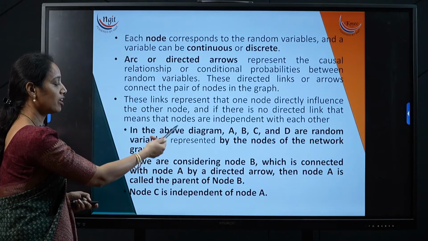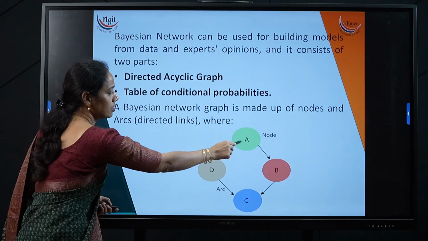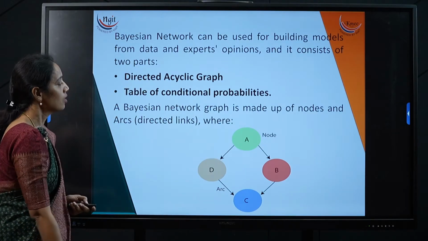Node C is independent of node A. Why? Because there is no directed link between A and C. So this representation we call the Bayesian network.